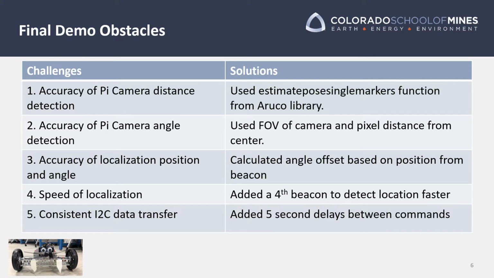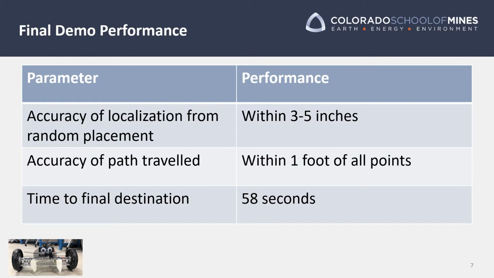So the final results of our robot were that we were able to accurately find our starting position within 3 to 5 inches. Our accuracy of traveling the path was within 1 foot of all points, and our time to complete the circuit was 58 seconds.